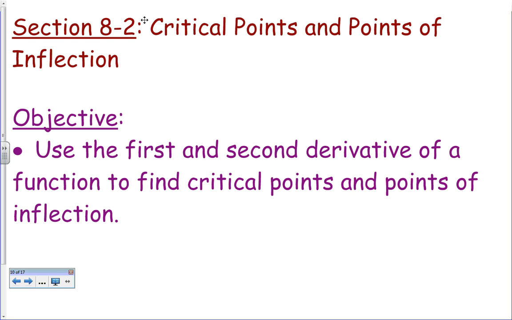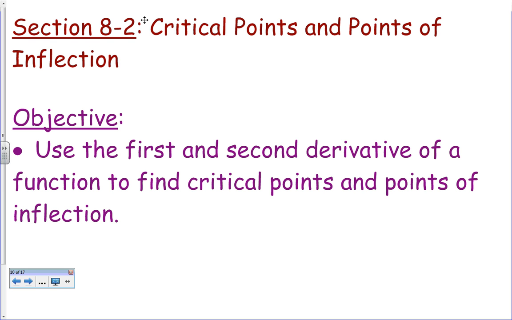use the first derivative of a function to help you find where the function is increasing and decreasing. You can also use it to help you find where the minimum and maximum and plateau points are. And we also looked at the fact that the second derivative tells you where your function is concave up and concave down. And if you change concavity, you have a point of inflection. So we can use first derivative and second derivative to help us find those different features of our graph.